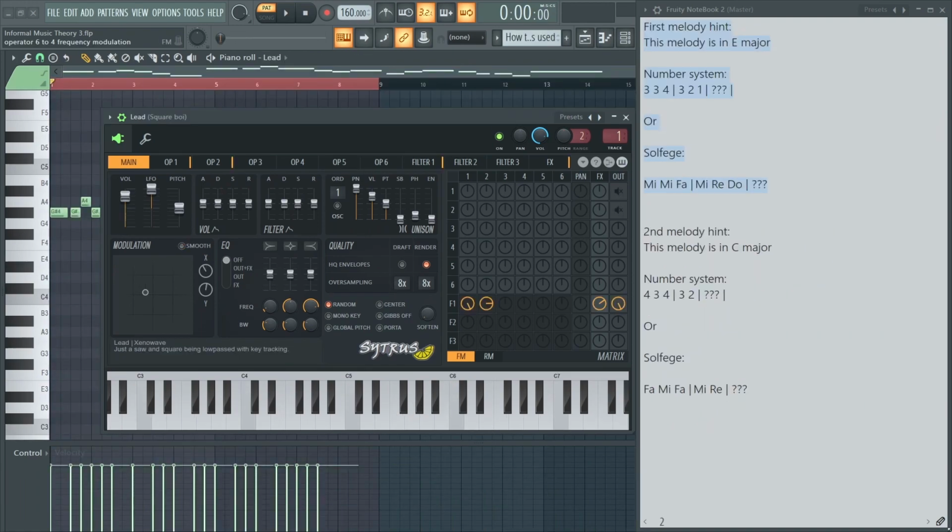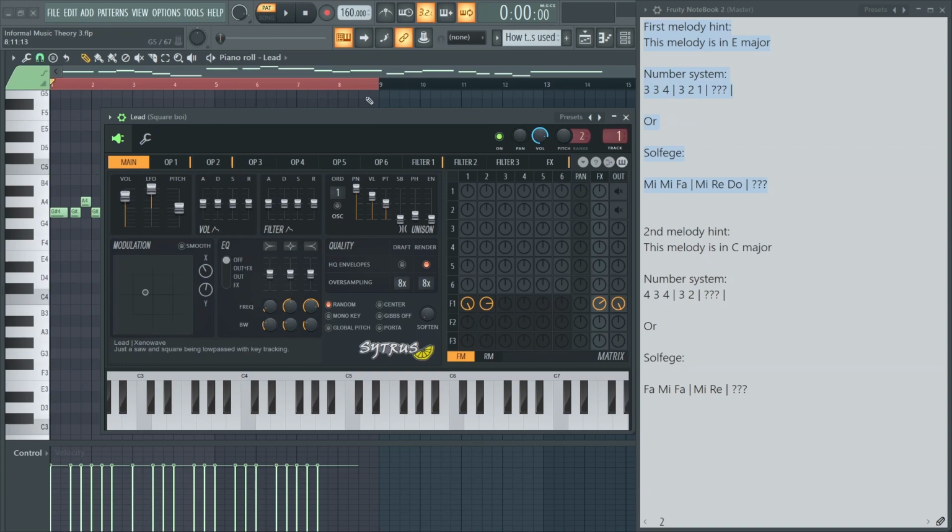Okay, so for this last part of the video, I'm just going to play these melodies, and I want you to write them out in either solfege, the do, re, mi, fa, sol, la, ti, do notation, or using the scale degree number system that we talked about earlier. So this melody is in E major, so I'm just going to establish that real quick. So this is 1, this is 2, this is 3, this is 4, this is 5, this is 6, this is 7, and here's 8.